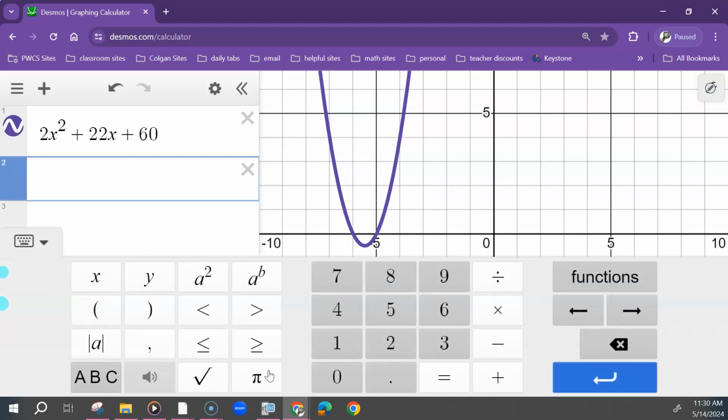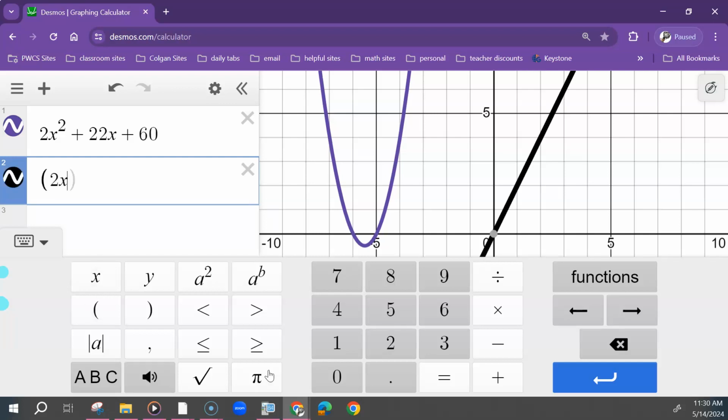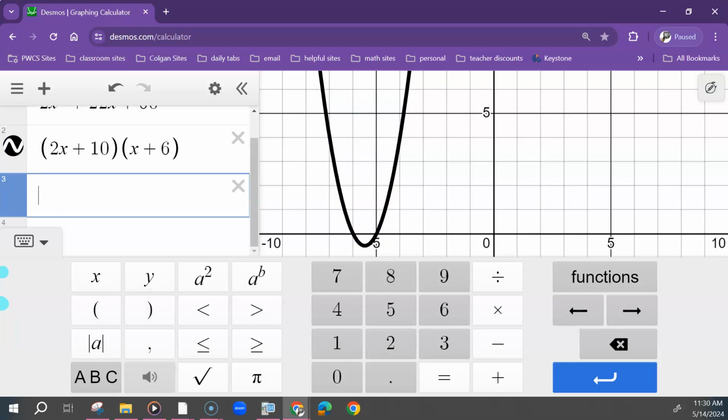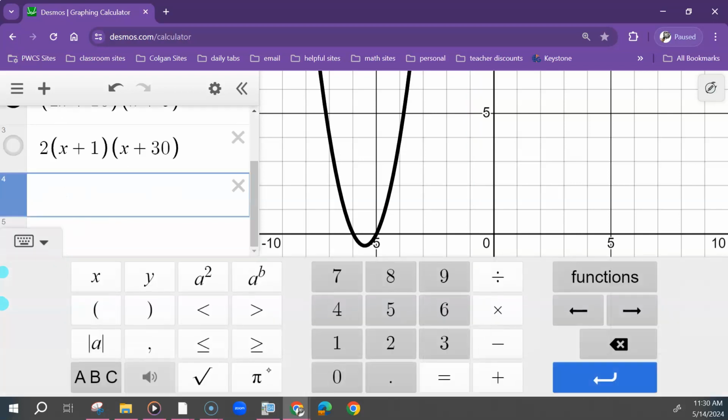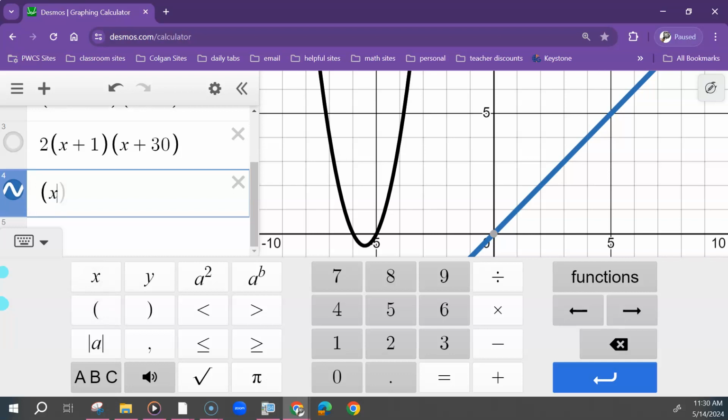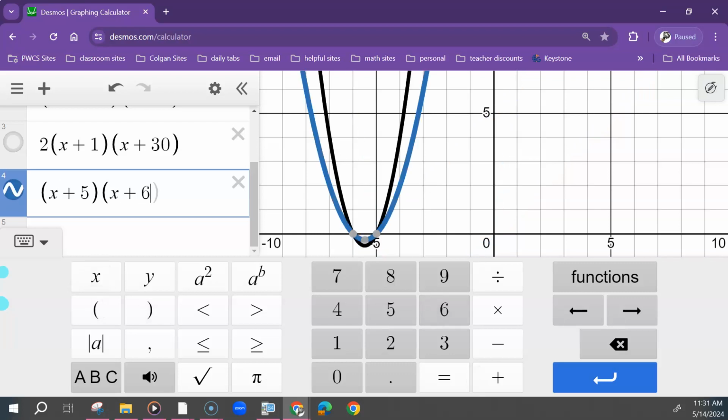I'm just going to start typing in our different answer choices and see what happens. X plus 6. And there'll be 2 that work, and I'm going to show you what we need to figure out with that. That one doesn't match at all, so I can get rid of that. And then x plus 5, x plus 6. That one doesn't overlap it perfectly.